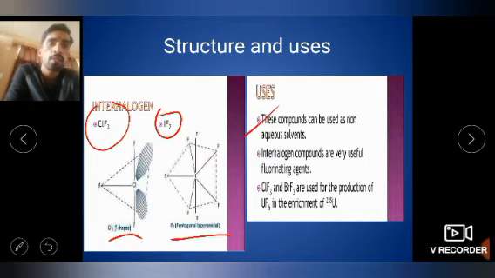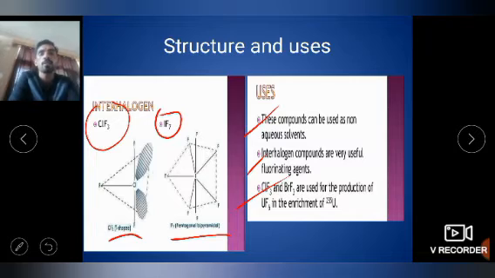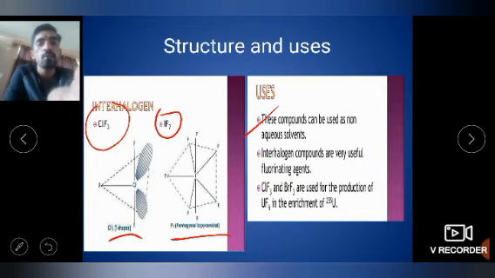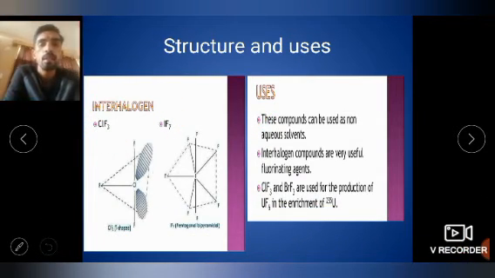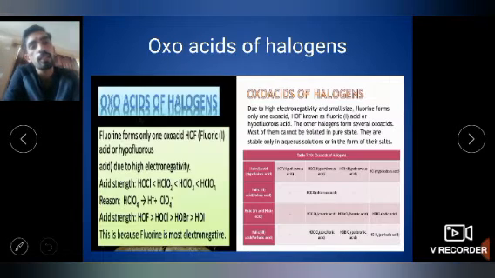Uses: these compounds can be used as non-aqueous solvents. They are very useful as fluorinating agents. They are used for the production of UF6 and enriched uranium. Dear students, the questions that come in exams mostly from this topic are from interhalogen structures, so pay attention and keep practicing the structures of interhalogens.